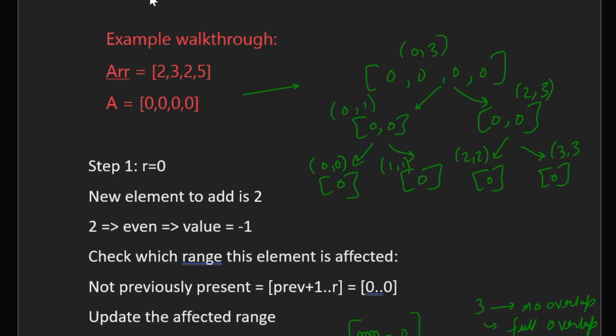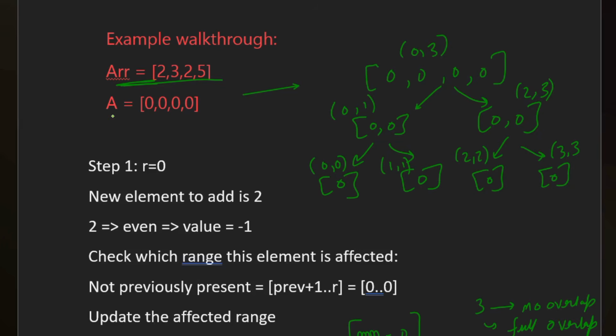Hello everyone. Today I'll be showing you the example walkthrough of Leetcode question number 3721. Suppose we are given an array 2, 3, 2, 5, right? And now we will be finding the length of the longest subarray that is balanced. So how will we be doing it?